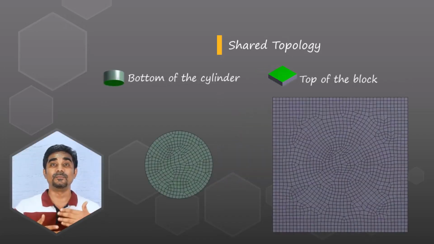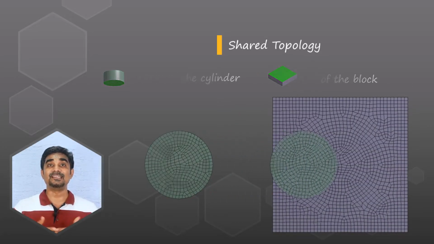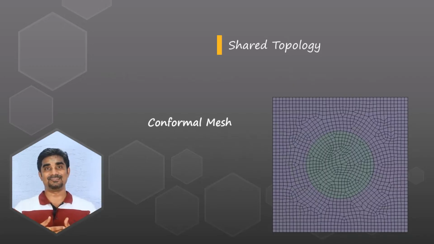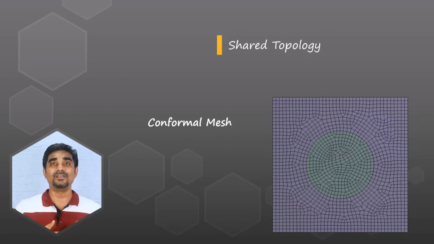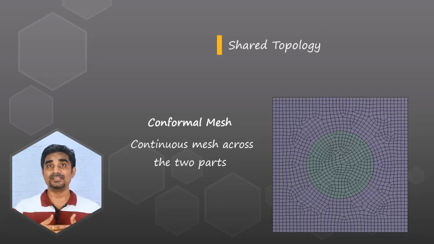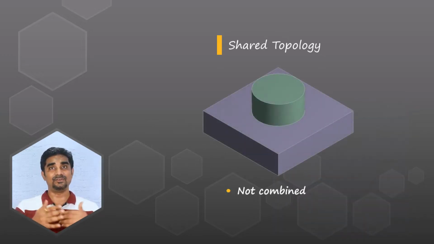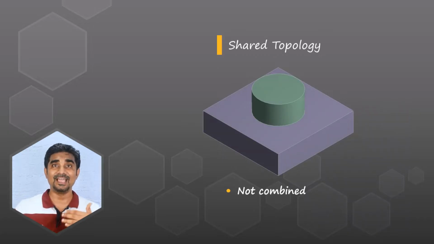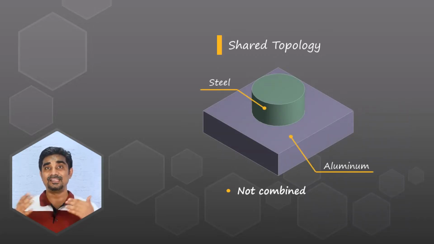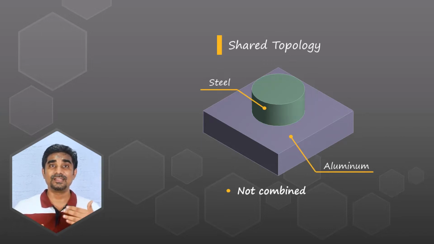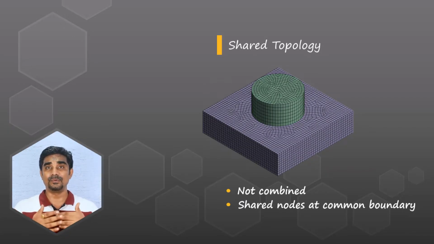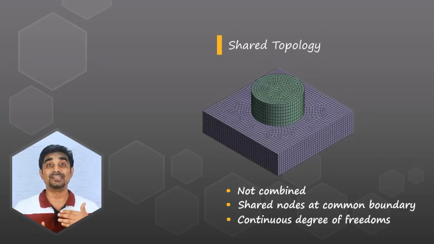As a result, the mesh generated with shared topology is conformal between the adjacent parts. By conformal, we mean that we have a continuous mesh across the two parts. We need to remember that shared topology does not combine two geometry parts into one part. We can still have different materials on the different sides of the interfaces. What shared topology does is to tell the meshing algorithm that the two parts should share nodes at a common boundary, so the degrees of freedom are continuous.